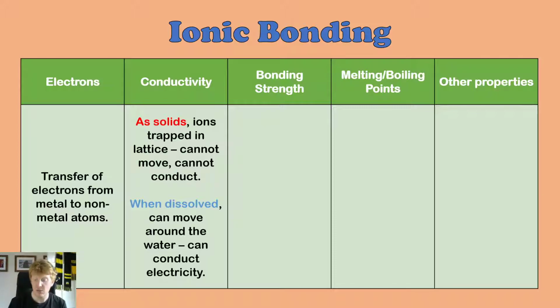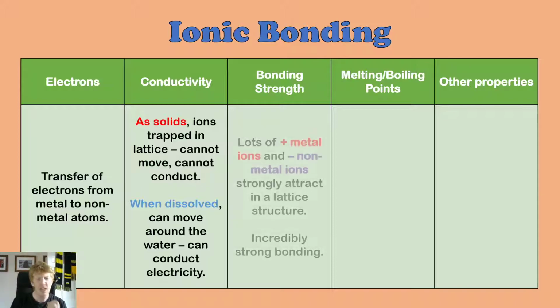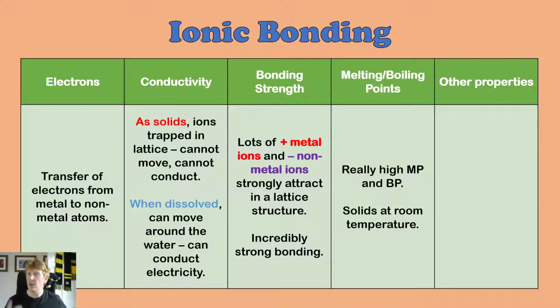All right, bonding strength. Remember, those positive and negative, that is incredibly strong. There are lots of positive metal ions and negative non-metal ions strongly attracted together in that lattice structure, which means you have incredibly strong bonding. And what this means is they will be solids at room temperature and they have really, really high melting and boiling points, higher than metals, right? Much higher than metallic bonding because of this incredibly strong bonding.